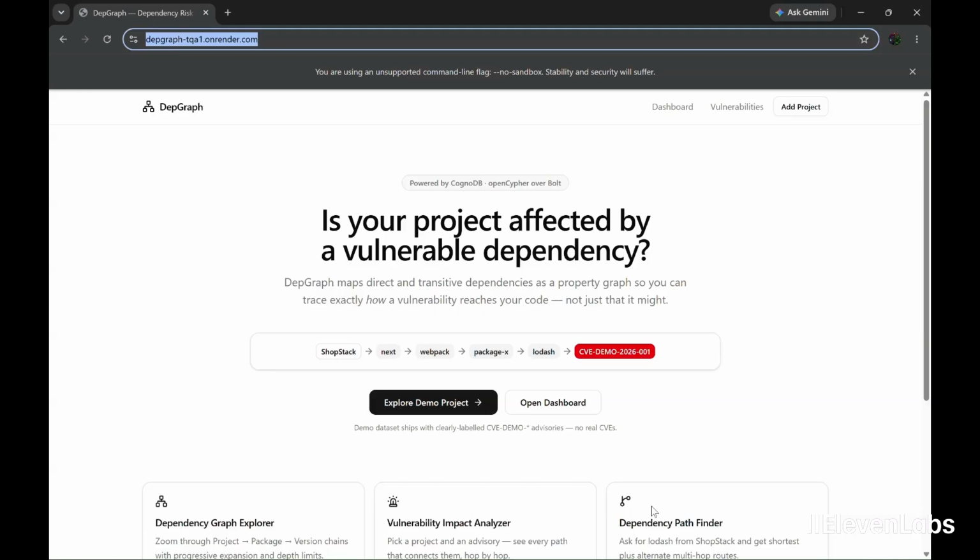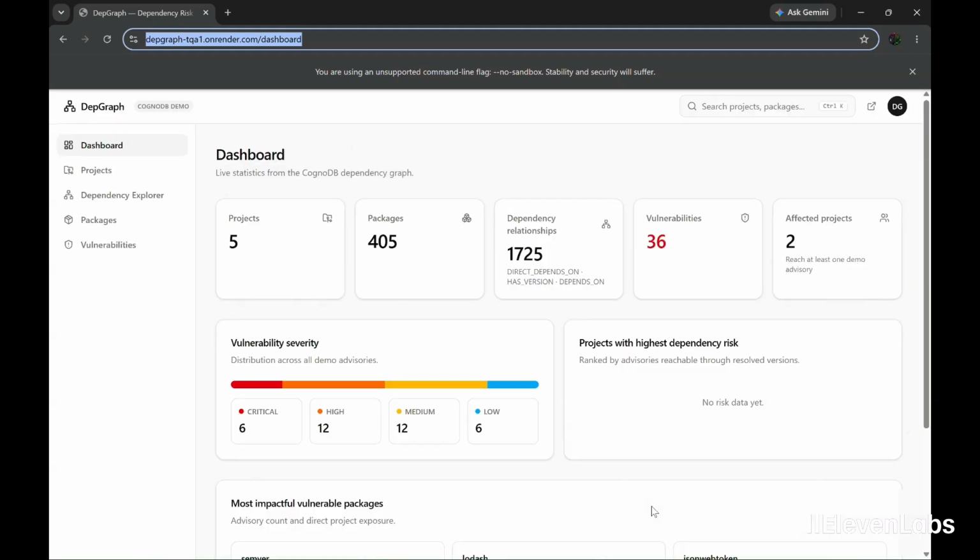To solve this, we model projects, packages, versions, dependencies, and vulnerabilities as connected entities in a graph. Our seed dataset contains both normal package versions and versions associated with clearly labeled demo advisories. These CVE-demo records are synthetic data, not real-world vulnerability intelligence. They are included to demonstrate vulnerability impact and dependency traversal.